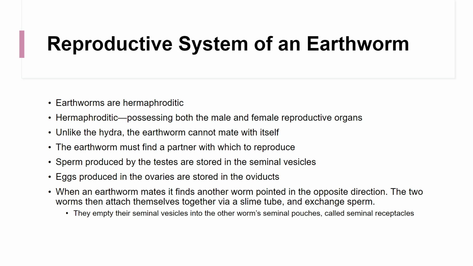And when an earthworm mates, it finds another worm, but that worm has to be pointed in the opposite direction of itself. And then they're going to attach themselves using some slime. They create a slime tube, and that's going to allow them to exchange sperm. And then that sperm will be emptied from seminal vesicles into seminal pouches for temporary storage. And then from the pouches, which are actually called seminal receptacles, that sperm will eventually make it to the oviducts to cause fertilization.